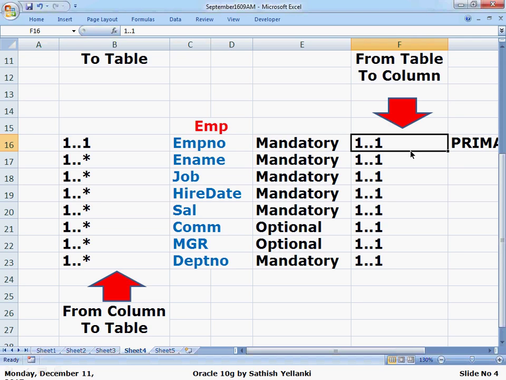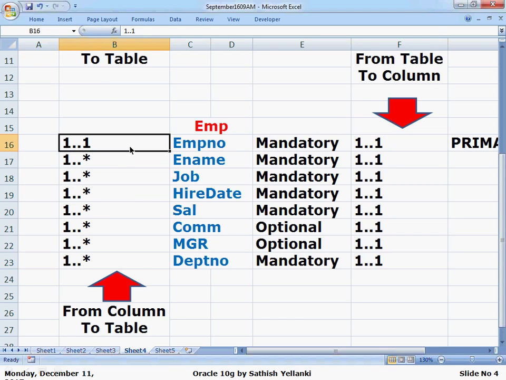Try to understand these dynamics of the business. If we do not understand these dynamics, then our confusions will start. So once again, as I said on the thumb rule, from the table to the column, every column should be what? 1 to 1.